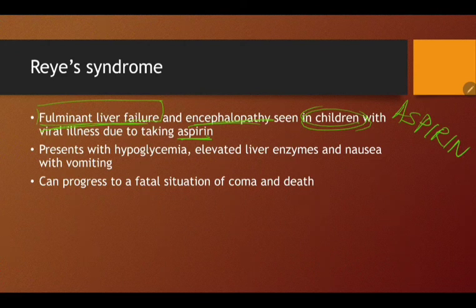So what happens is the patient presents with hypoglycemia, elevated liver enzymes, and there's nausea and vomiting because of the encephalopathy. And if the child has a history of taking aspirin because of an infection, it can lead to your diagnosis of Reye's syndrome, and it can also lead to coma and death. So it's a very fatal and emergent situation. With that being said, that's the last one. And I would just like to say, we saw fulminant liver failure when we were talking about HEV virus in pregnant women.